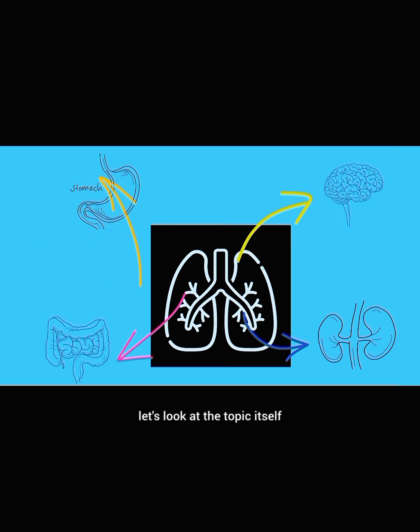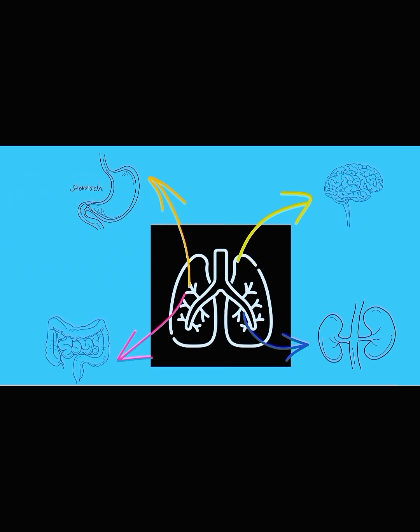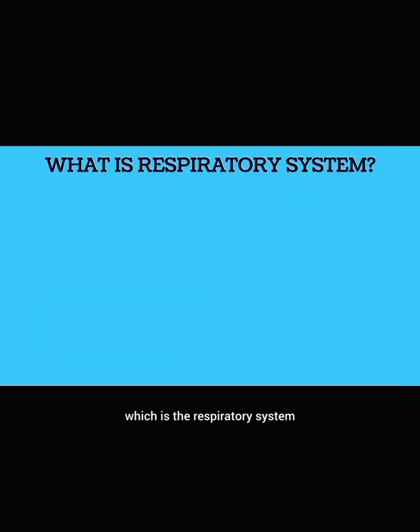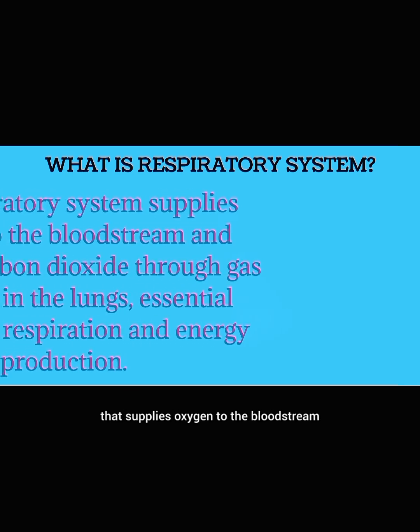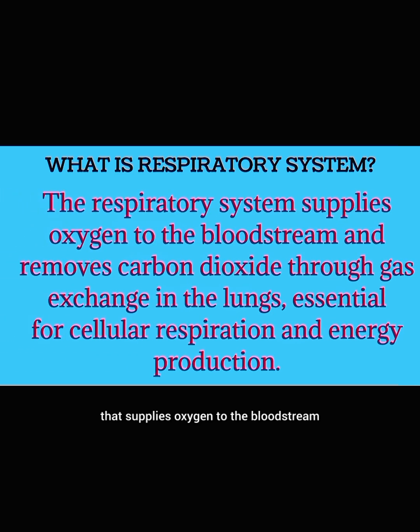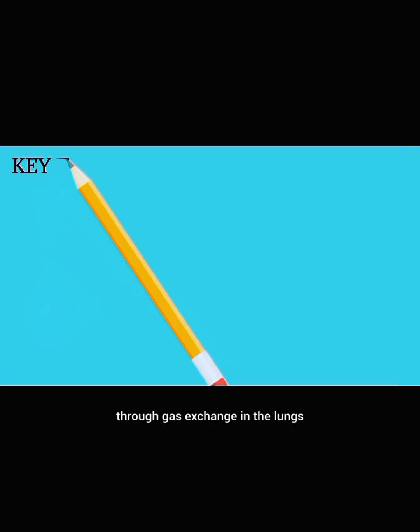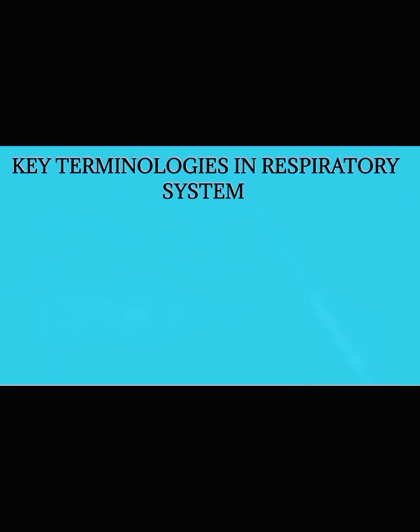So let's look at the topic itself, which is the respiratory system. What is the respiratory system? The respiratory system is a system that supplies oxygen to the bloodstream and removes carbon dioxide, also called CO2, through gas exchange in the lungs, essential for cellular respiration and energy production.